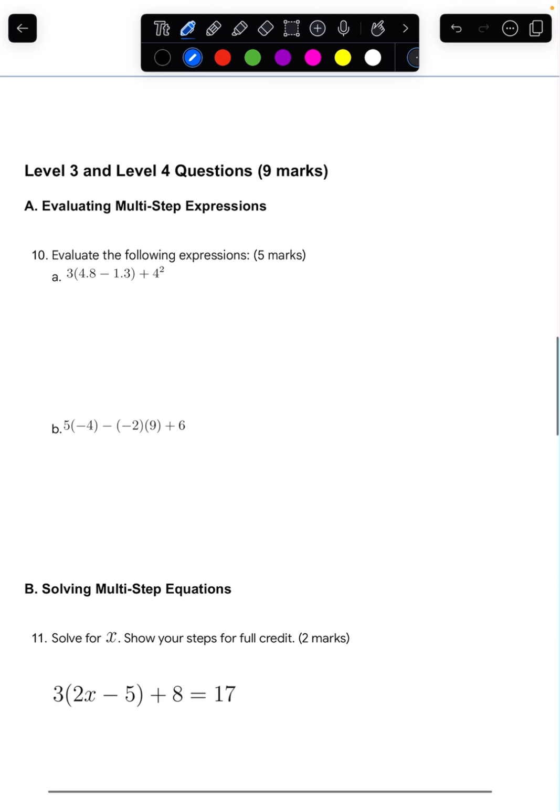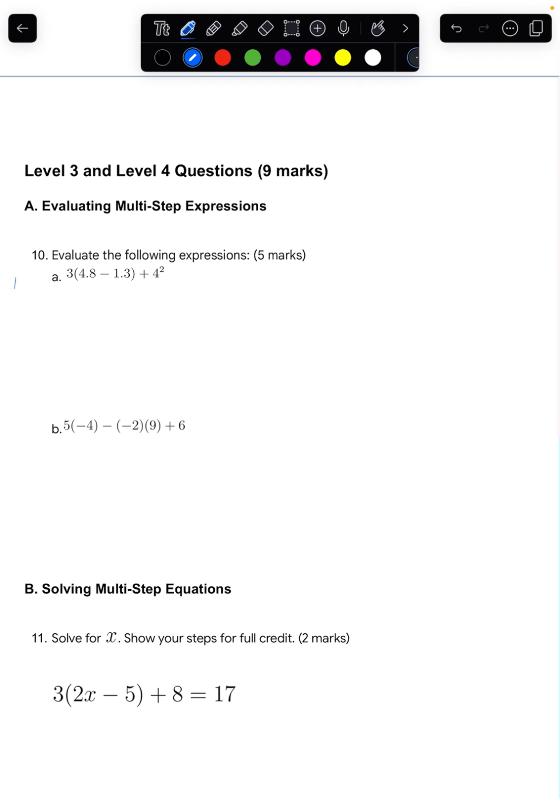Okay, let's go to problem number 10. Okay, this is a longer problem. It's a multi-step expression that we have to evaluate. They're all numbers, there's no variables. We can find a final answer here. Evaluate means just find the final answer. But we need to use BEDMAS.